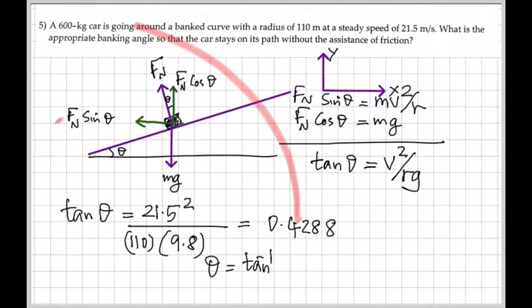It's 0.042? 0.42. Oh, sorry, zero. I thought you said 0.042. No, you're not listening.